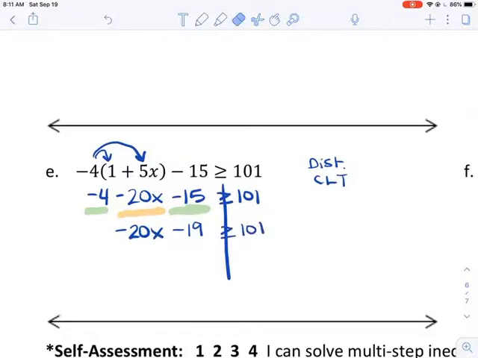Okay, now we can do some undoing. So I'm going to go ahead and undo addition and subtraction. This one is subtraction, so I'm going to add 19. And remember that I'm adding, so I can keep my sign.